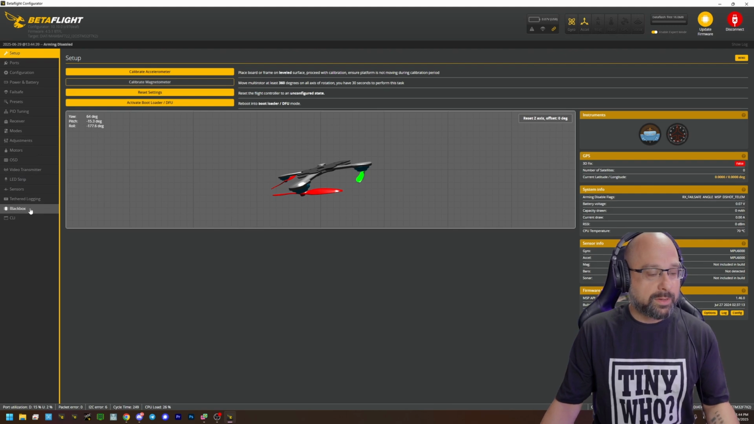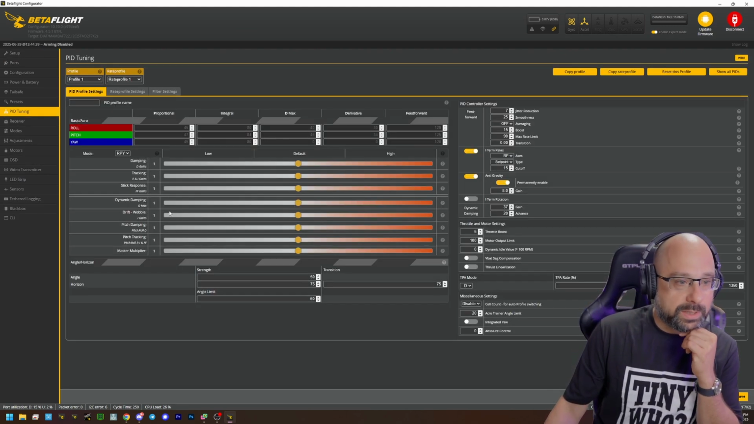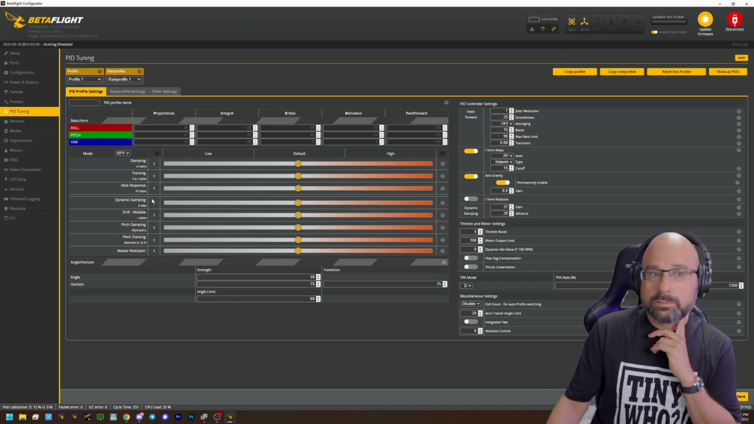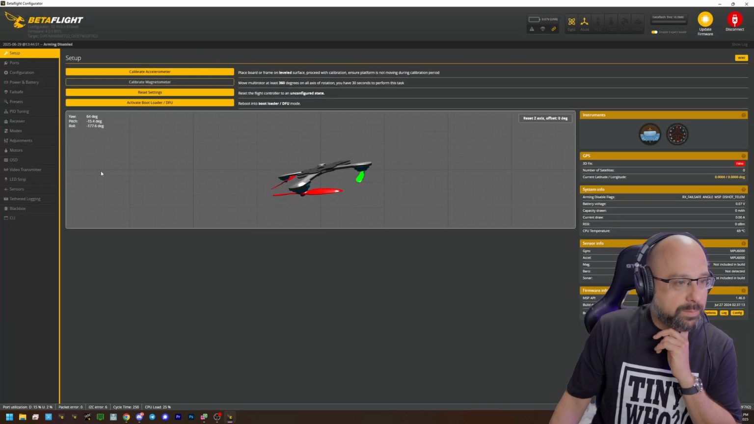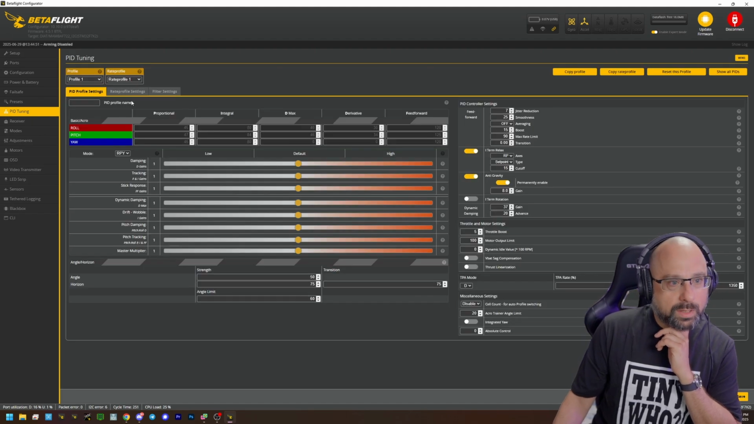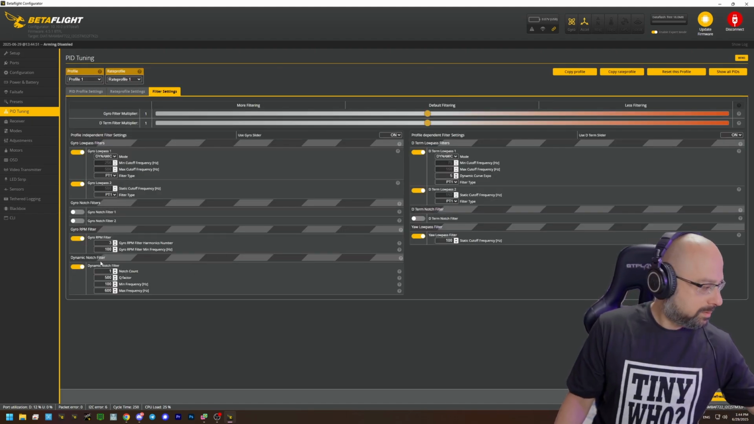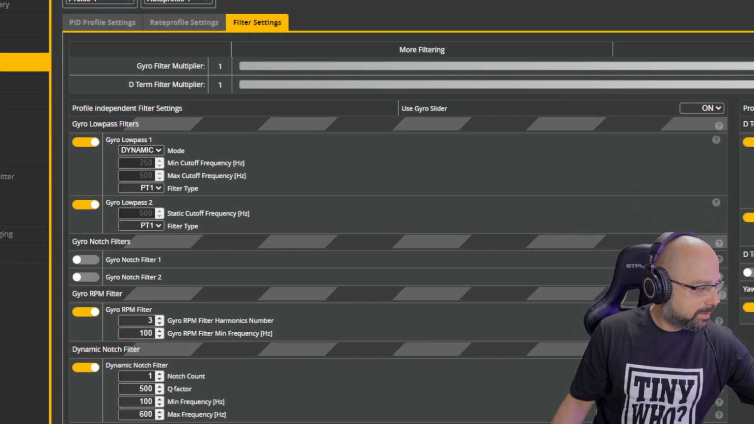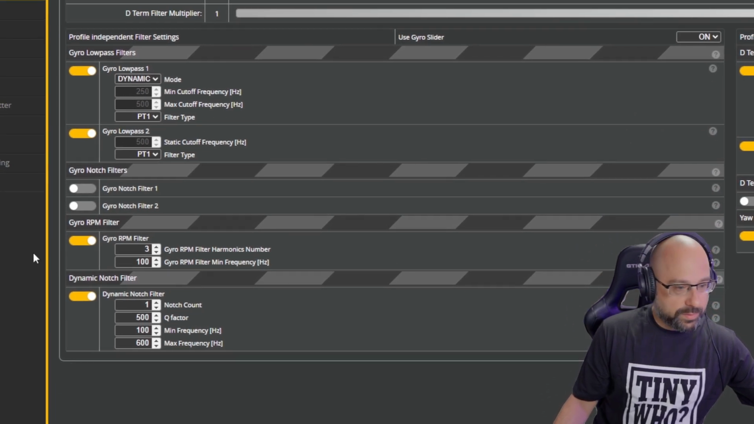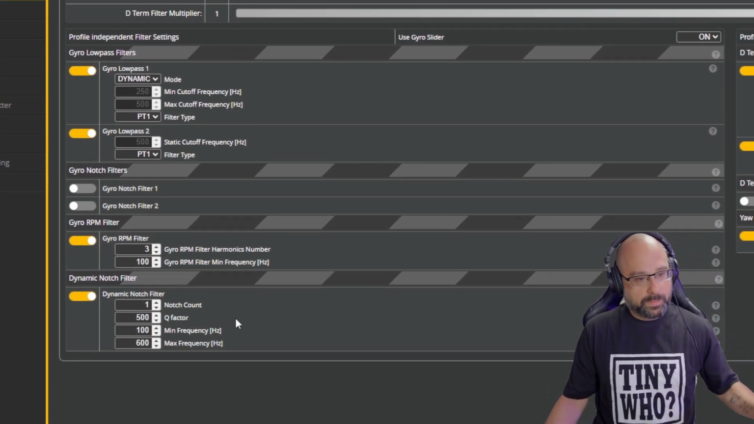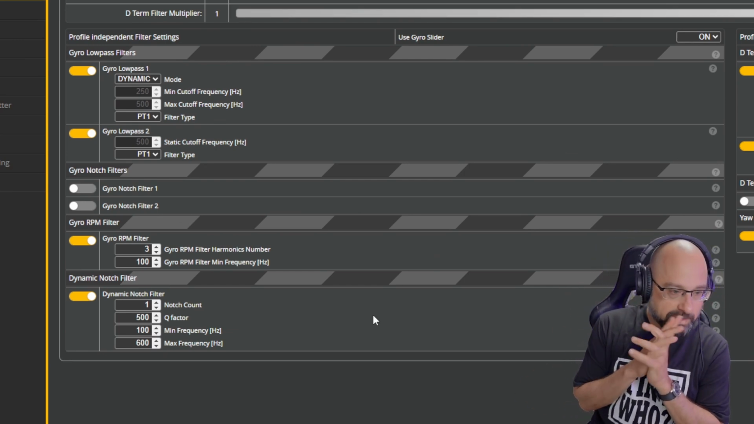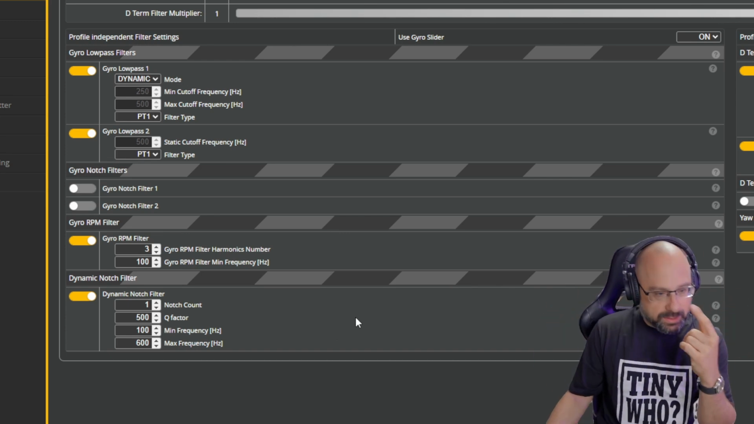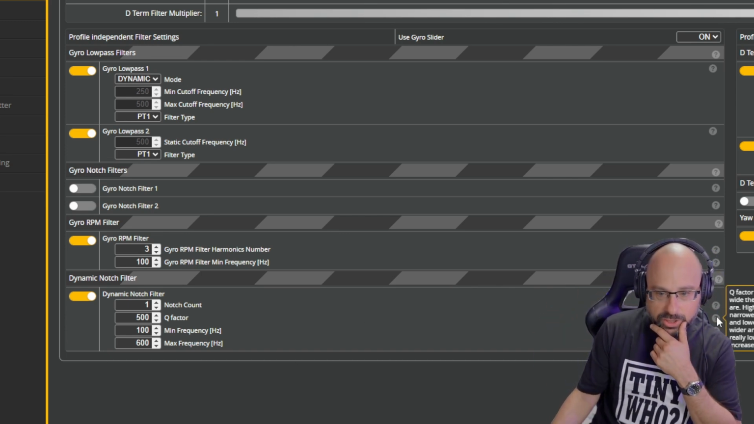What Atreides is talking about is here in the PID tuning tab, in the filter settings. We have the notch filter and we have the Q factor. And the Q factor is the width of the notch. The higher the Q factor, the narrower the notch. Higher value makes it narrower.